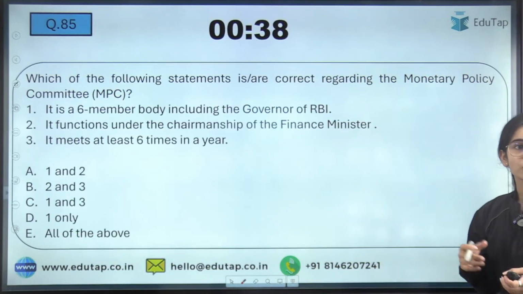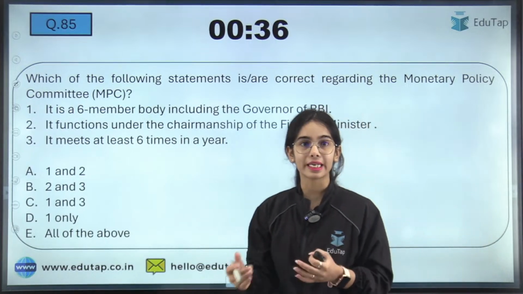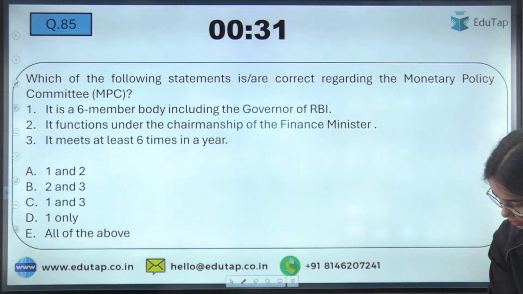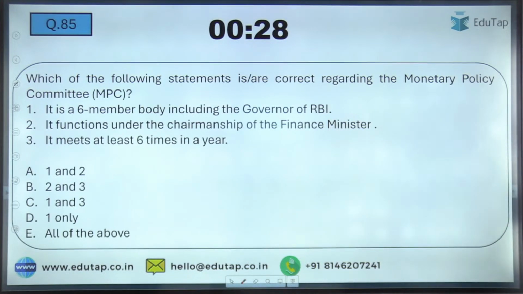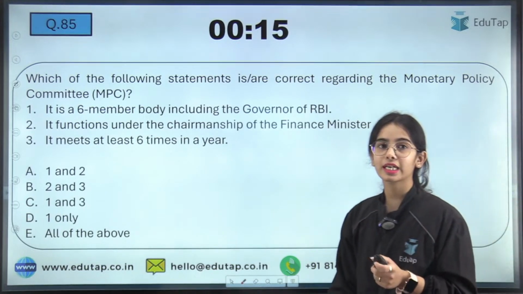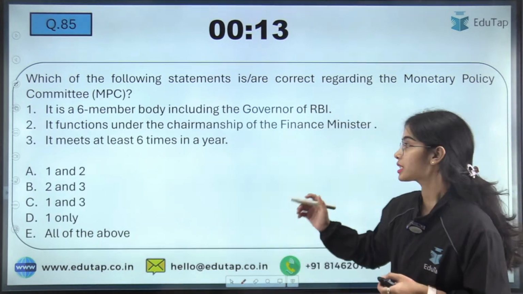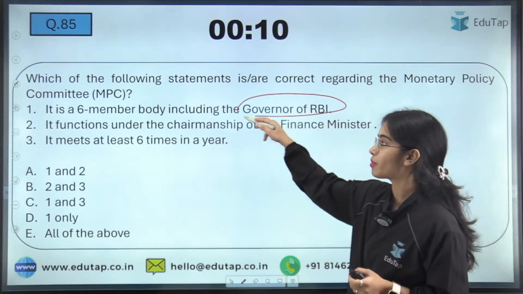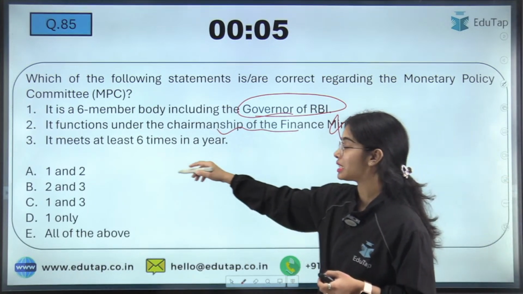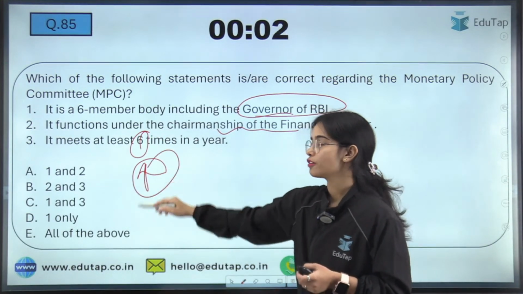Coming to the next question. Which of the following statements is or are correct regarding the Monetary Policy Committee? Try to answer this. The statements: it's a 6-member body including the Governor of the Reserve Bank of India; it functions under the chairmanship of the Governor of the Reserve Bank of India; it has to meet at least 4 times in a year.